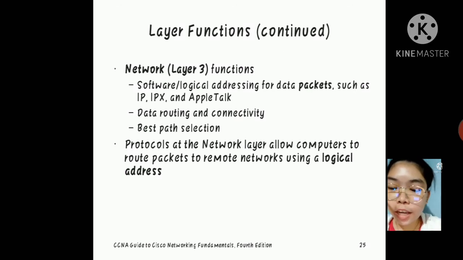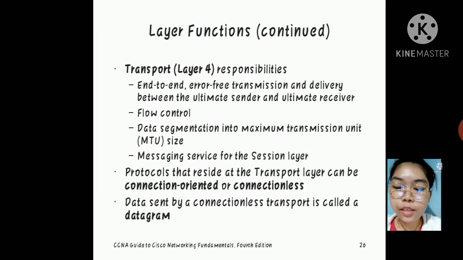Next is the third layer, also known as the network layer functions. It provides software or logical addressing for data packets such as IP, IPX, and AppleTalk, data routing, and connectivity. It has best path selection, and its protocols at the network layer allow computers to route packets to remote networks using logical addresses.